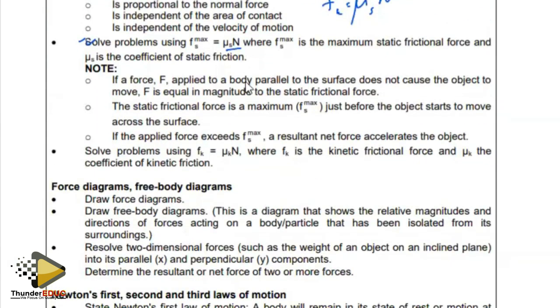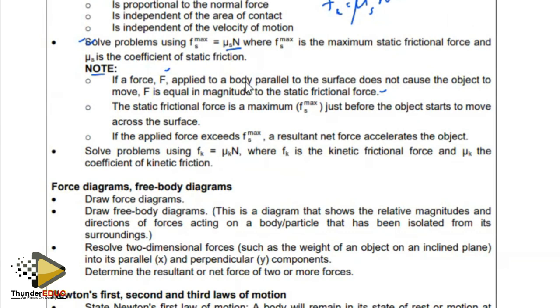There's a note telling us that if a force F applied to a body parallel to the surface does not cause the object to move, F is equal in magnitude to the static frictional force. And then the static frictional force is maximum just before the object.